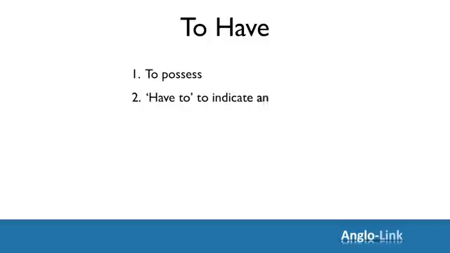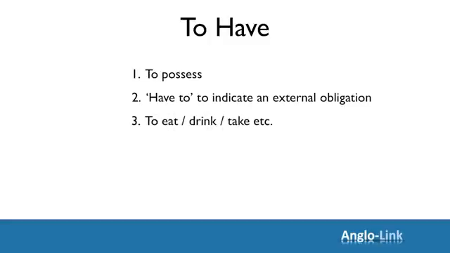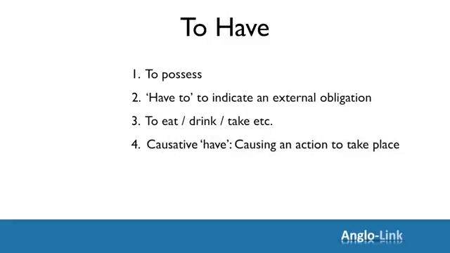Right then, the verb to have. As I mentioned earlier, to have has several meanings. As a main verb, its main meaning is to possess. If we add the word to it, have to indicates an external obligation. It also replaces other main verbs such as eat, drink, and take. Then we have the causative have, which is causing an action to take place. And finally, it is also an auxiliary to formulate a perfect tense.